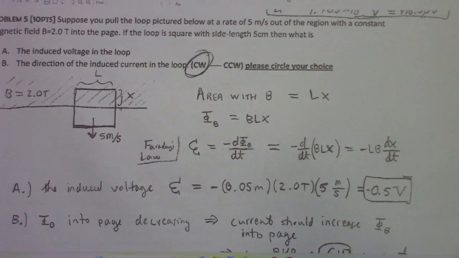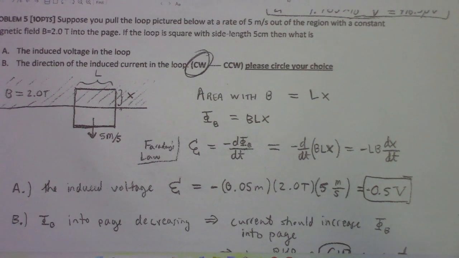So now to find the voltage, I have to introduce some variables. L is the length, x is the amount that's still in the region with the magnetic field, and so the magnetic flux is B L x. If we differentiate that, we just get minus B L dx/dt. But dx/dt is given to us. That's the speed, which is 5 meters per second. And so I put that in, and also the L and the magnetic field, and I get minus 0.5 volts, the induced voltage. The minus because it's clockwise.